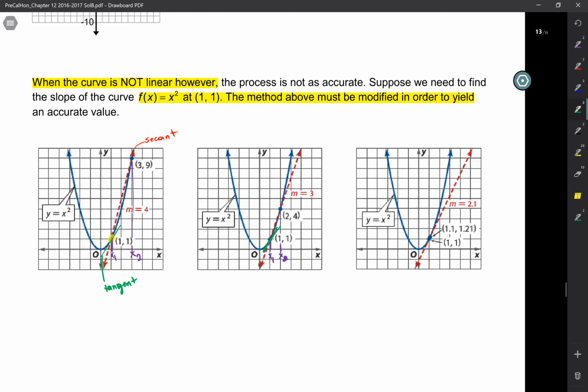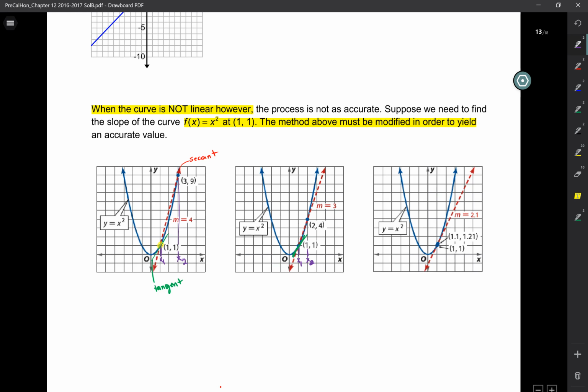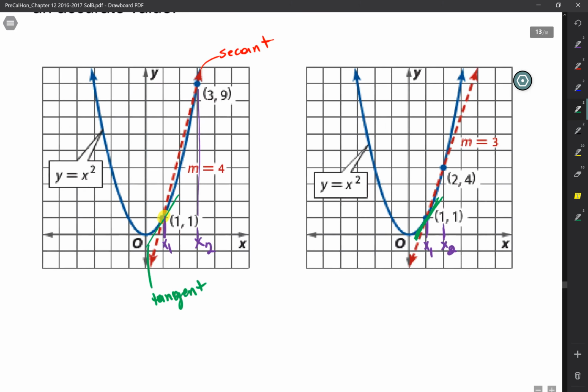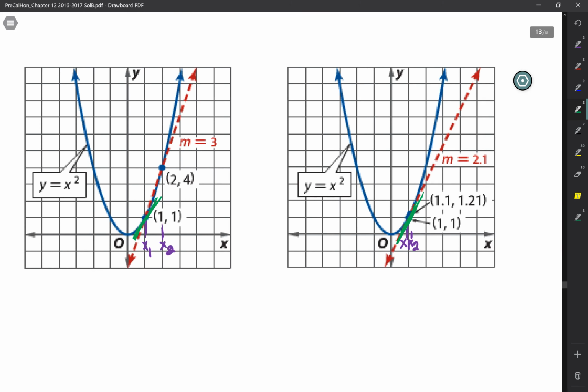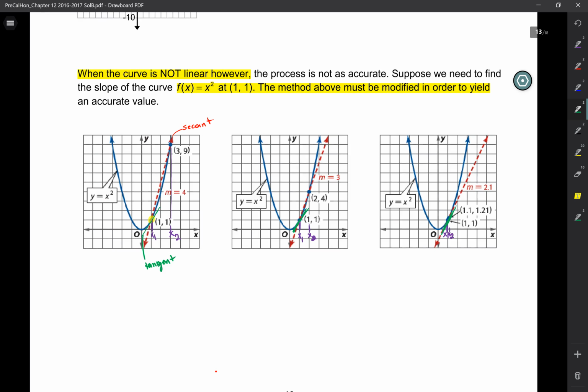So now you say, okay, I think I'm on the right track here. If this is x1, I'm going to put x2 right next to it. Now take a look at that secant line. Is it closer to the tangent line? It sure is. It's almost perfectly matching the tangent line. So if I want to find the slope, I can still pick 2 points, but where do those 2 points have to be? Really, really close to each other.